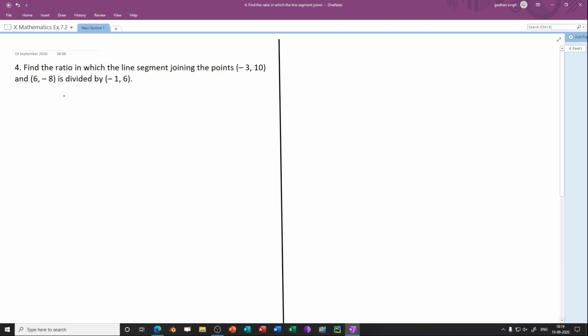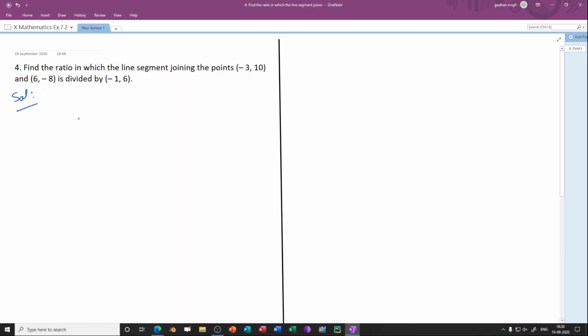Question number 4. Find the ratio in which the line segment joining the points -3, 10 and 6, -8 is divided by -1, 6. Now in this one we can see that the ratio is not given to us and we have to find the ratio. So whenever the ratio is not given and the coordinates are given, we use the second form of section formula.